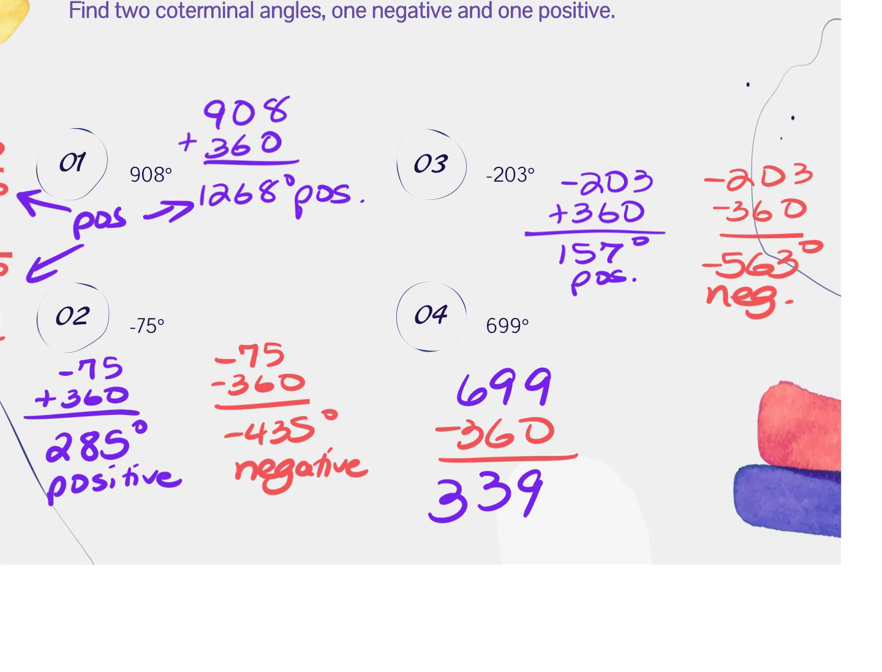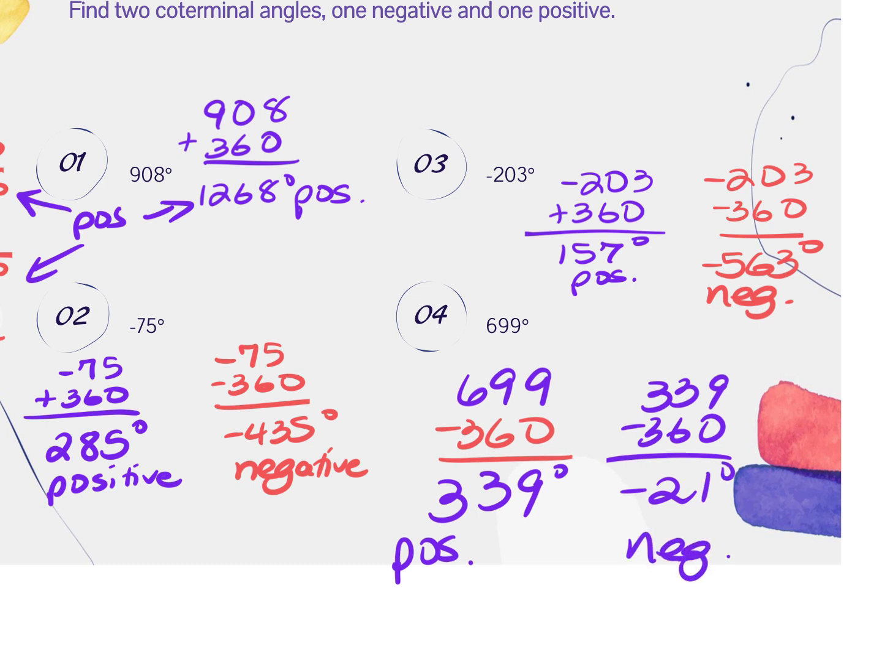I don't need to necessarily add, because if I'm having to subtract multiple times, I'm going to just take that. So this could be my positive answer. I could have also added 360. So now, to get my negative, I need to take that 339 and subtract the 360. And now I get negative 21 degrees. And here is my negative answer.